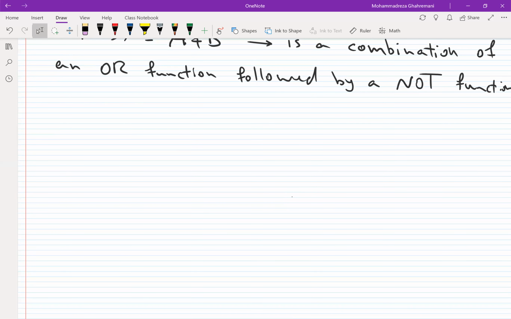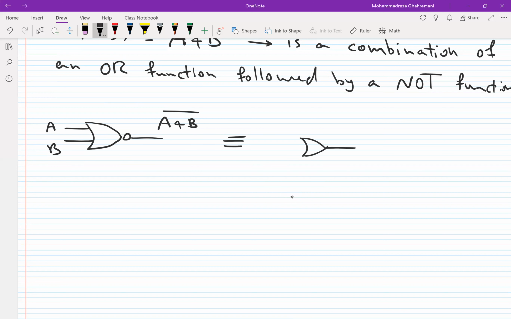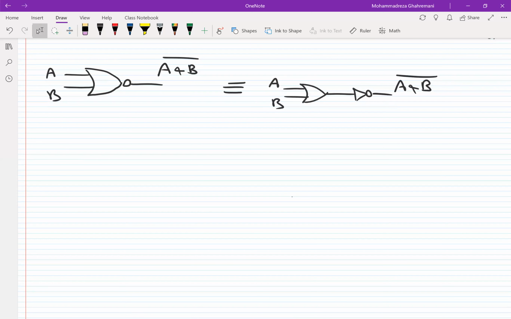So the symbol for NOR gate is like this. Inputs are A and B, and the output is A plus B bar. It is identical with OR gate followed by a NOT. Okay, so this one is NOR gate, and the truth table for NOR gate is here.